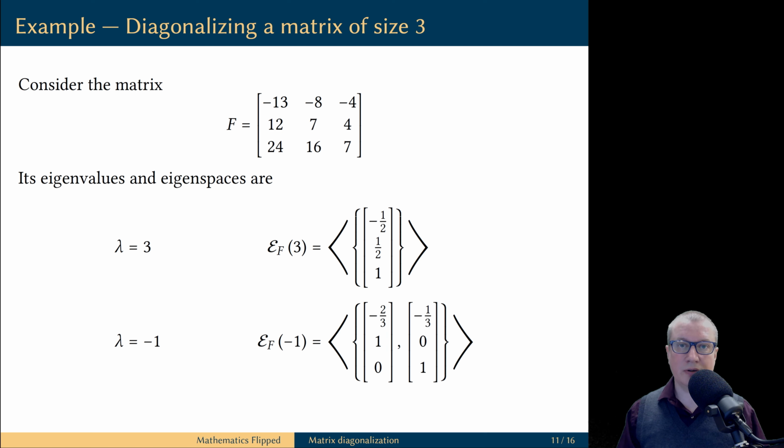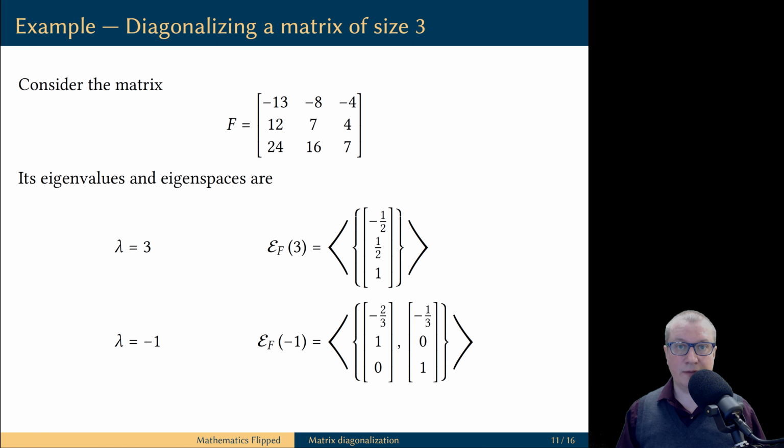In one of the previous videos, we have considered this 3x3 matrix F. We have found two eigenvalues, 3 and -1, and we found the corresponding eigenspaces. This matrix F is diagonalizable as long as we can find 3 linearly independent eigenvectors. 2 linearly independent eigenvectors come from the basis of the eigenspace corresponding to the eigenvalue -1. These two vectors are linearly independent because they are a basis. And also we do have a third eigenvector, which is a basis of the eigenspace corresponding to the eigenvalue 3.